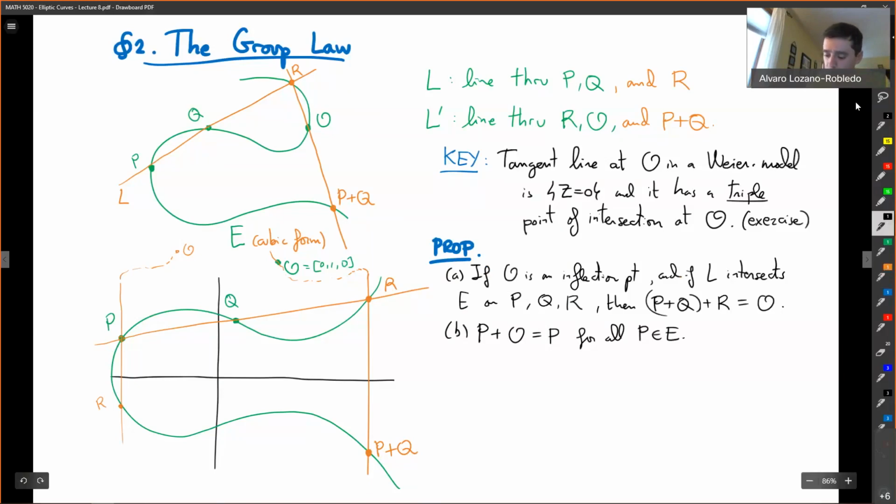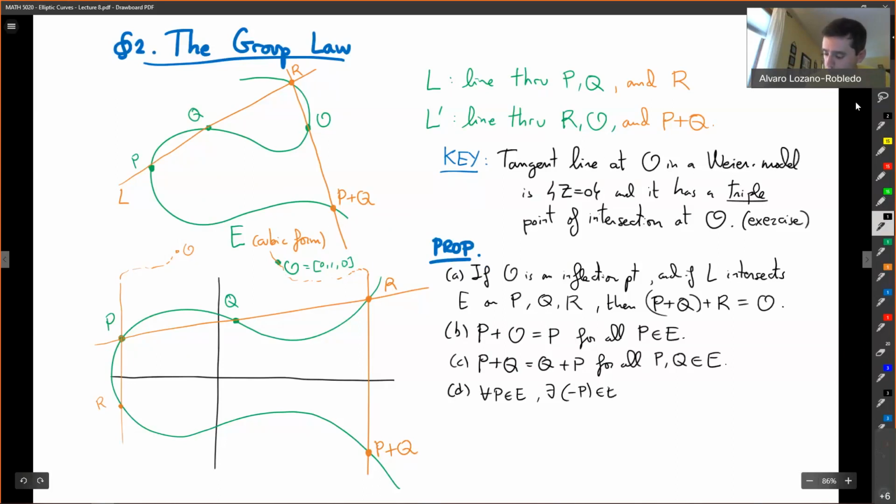Right. How about C? P plus Q equals Q plus P for all P and Q on E. That is because the definition of the line that goes through P and Q is the same as the definition of the line that goes through Q and P. So it is abelian.